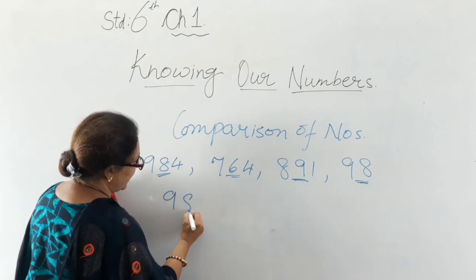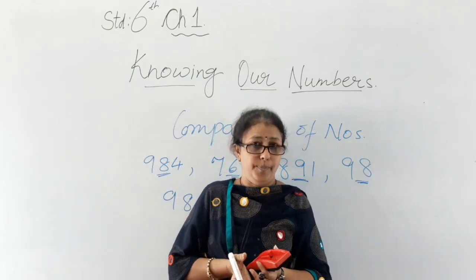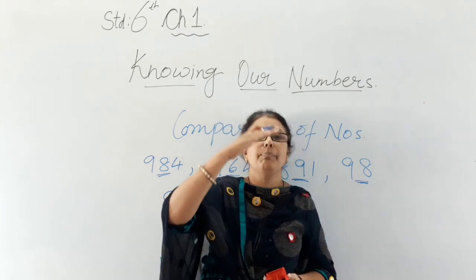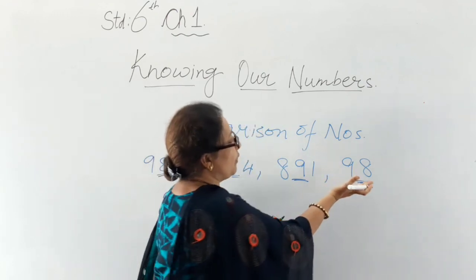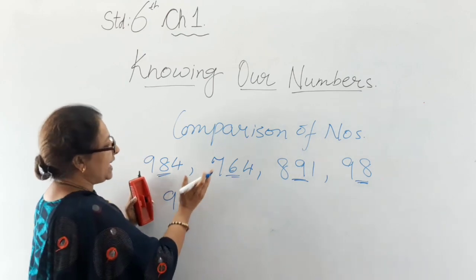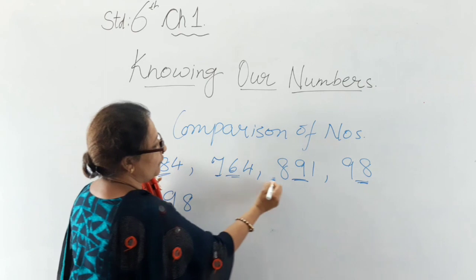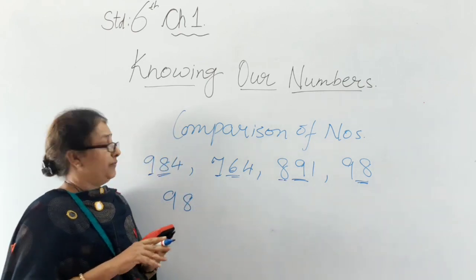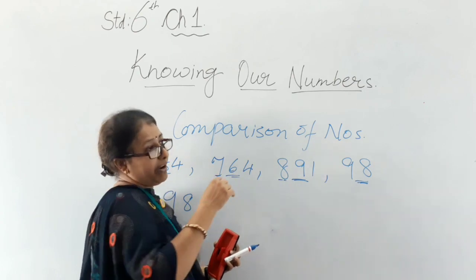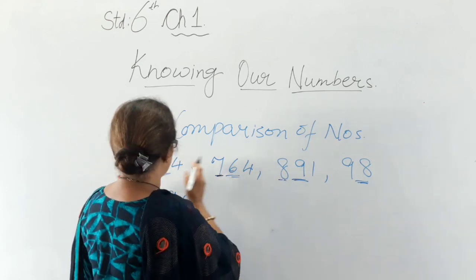So in ascending form, you all must be knowing what ascending form is. Ascending form is arranging the numbers from smaller value to bigger value. So here we have found the smallest value, 98. Then we will compare the other 3 numbers, comparing the first digit of all 3. First one is 9, second one is 7, third one is 8. When we compare, we come to know that 7 is smaller than 8 and 9.